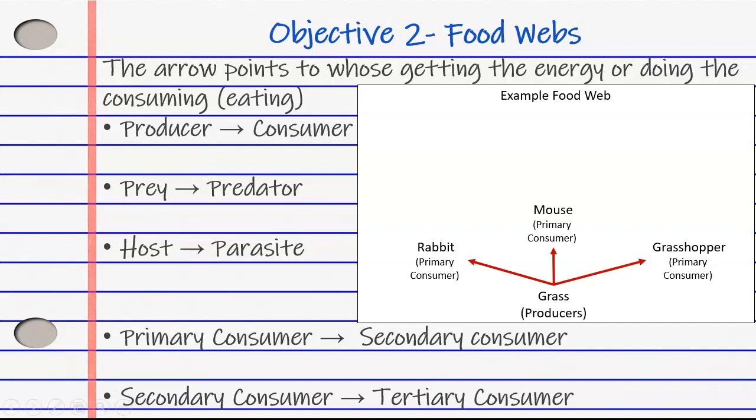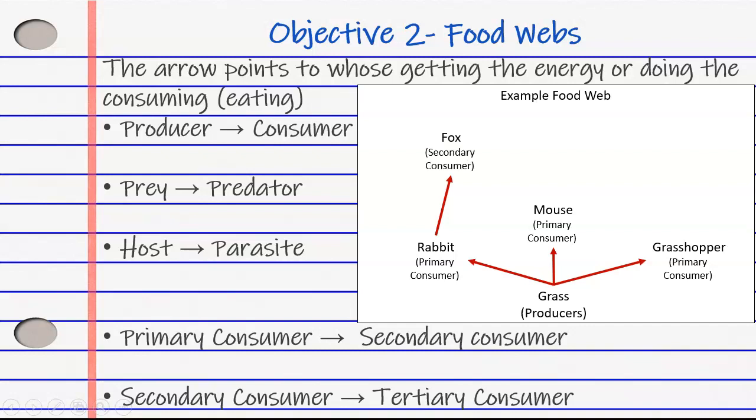I also want you to notice something about the producers. The way I can always tell where a producer is on a food web is that all the arrows are going away from the producer, and they don't have any arrows going towards them, because they're the ones that are taking that energy from the sun and changing it. They're not getting energy from any other organism. So let's keep moving on.